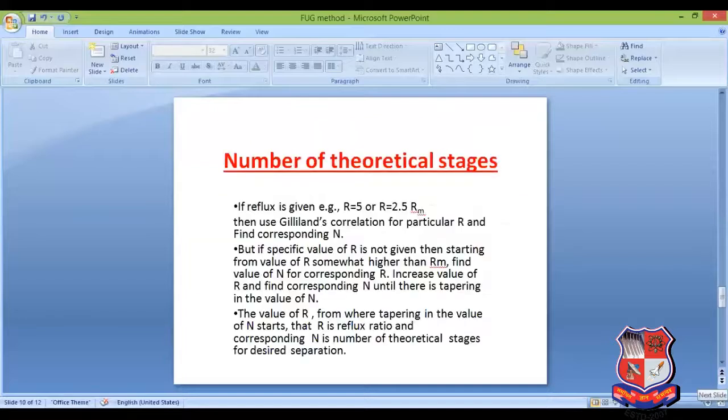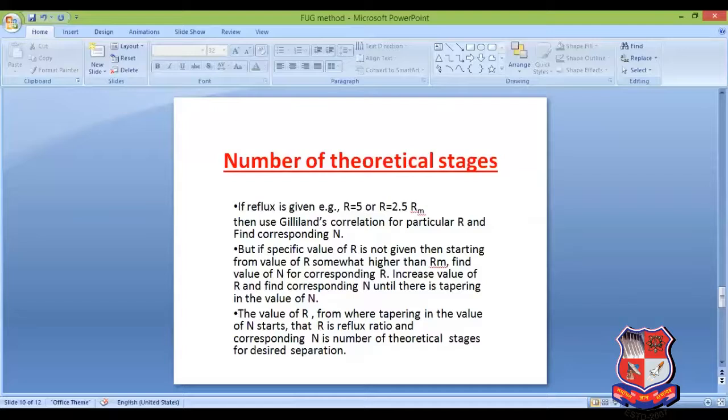But sometimes it is possible that a specific value of R is not given. So now you have to determine the optimum reflux ratio. In that case, what will you do? At Rm, your number of theoretical stages required is infinite. So we start by taking any R which is slightly higher than Rm, and you will get a finite value of N. Gradually you will increase the value of R. As you increase the value of R, your N will decrease.